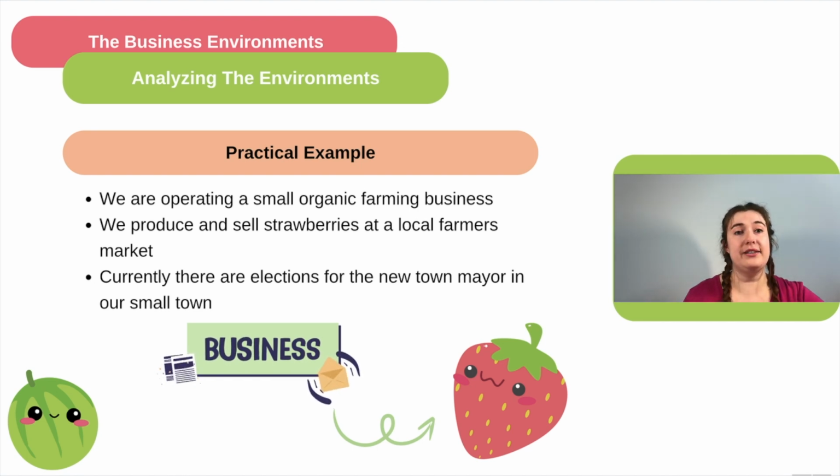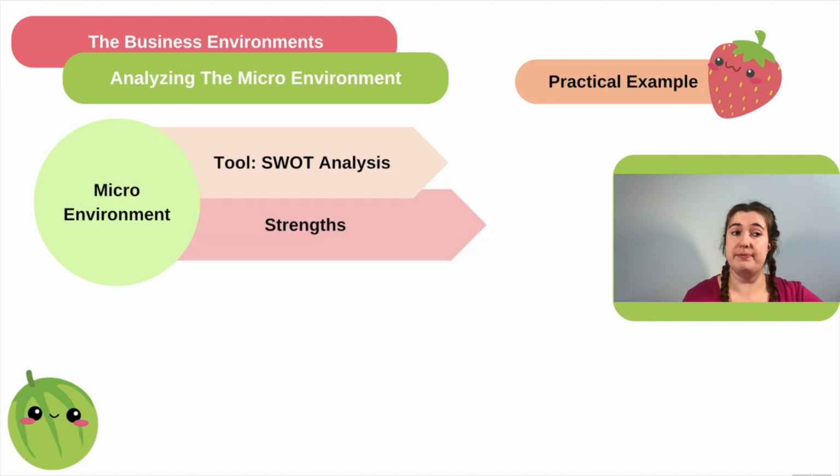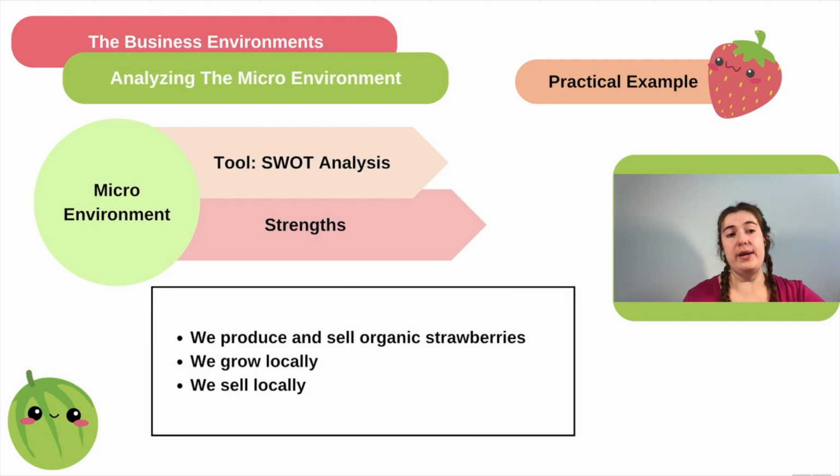So let's have a look. If we're going to look at our macro environment first, we're going to be doing our SWOT analysis. So our first aspect of the SWOT analysis is our strengths. So strength-wise, what are our strengths? Well, we produce and sell organic strawberries. We are growing locally and we are selling locally. So we've really got that get-local aspect that we're looking for from a business.